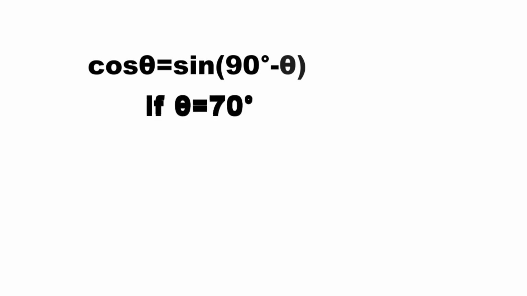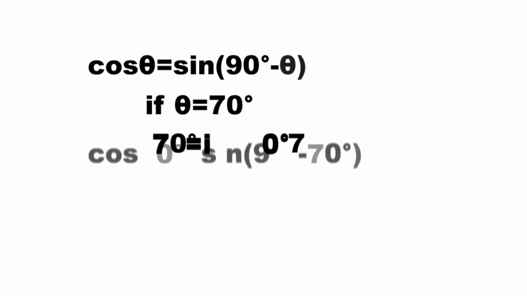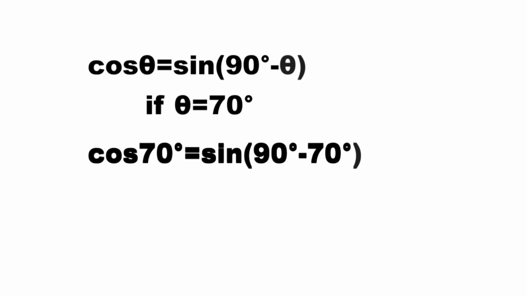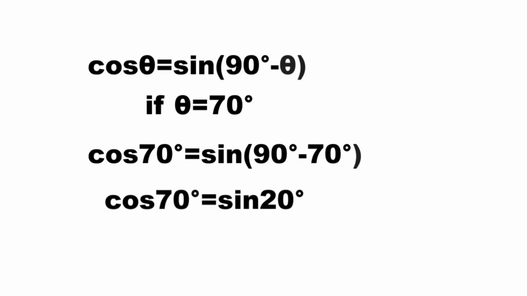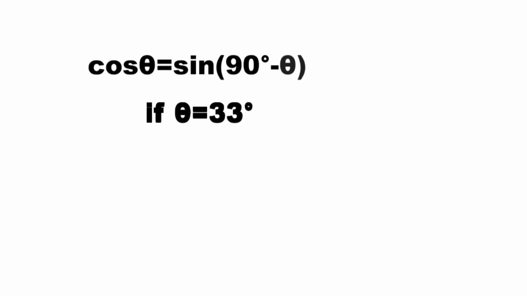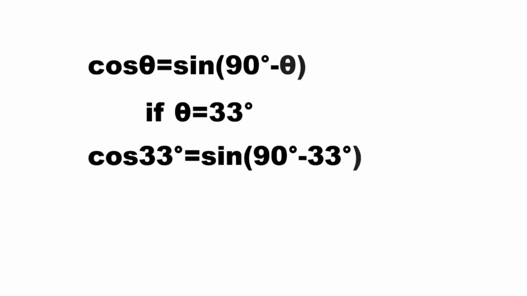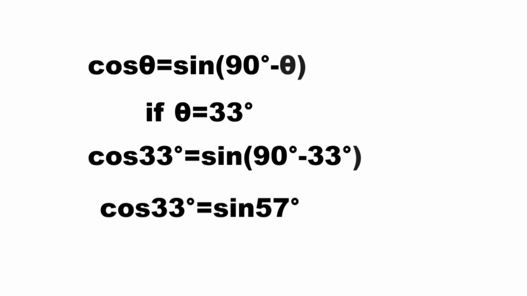Example, if angle theta is 70 degrees, then cosine 70 degrees is equal to sine of 90 degrees minus 70 degrees. 90 degrees minus 70 degrees is 20 degrees, so cosine 70 degrees is equal to sine 20 degrees. Another example, if angle theta is 33 degrees, then cosine 33 degrees is equal to sine of 90 degrees minus 33 degrees. 90 degrees minus 33 degrees is 57 degrees, so cosine 33 degrees is equal to sine 57 degrees.